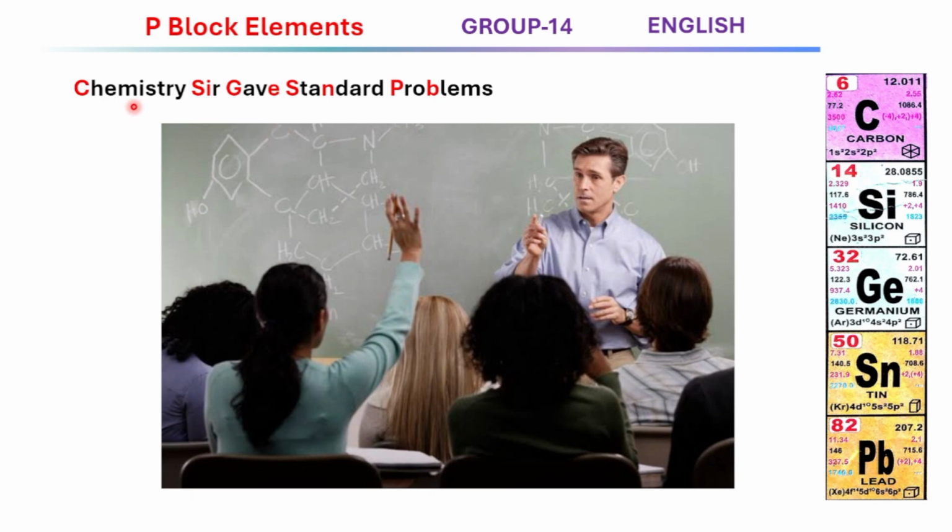Chemistry starts with C, so C for carbon. Sir starts with Si, Si for silicon. Gave, you have to remember G and E, from this Ge, germanium. Standard, from the standard you have to find S and N, so from this Sn you have to remember tin. And problems, P and B, so it represents lead. So chemistry sir gave standard problems.